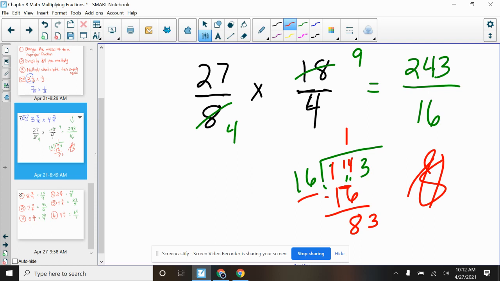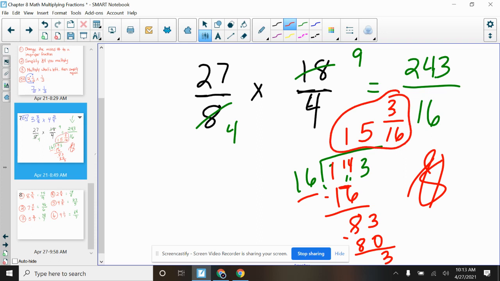Cassidy, how many 16s will fit into 83? 5 of them will. So that 5 goes on my root. Cassidy, what's 5 times 16? It is 80. So I'm going to bring my 80 down here. And when I subtract that, I'm left with a whopping 3. And that 3 becomes my numerator. And my denominator stays the same. So my total and final answer after all of that hard work is 15 and 3/16.